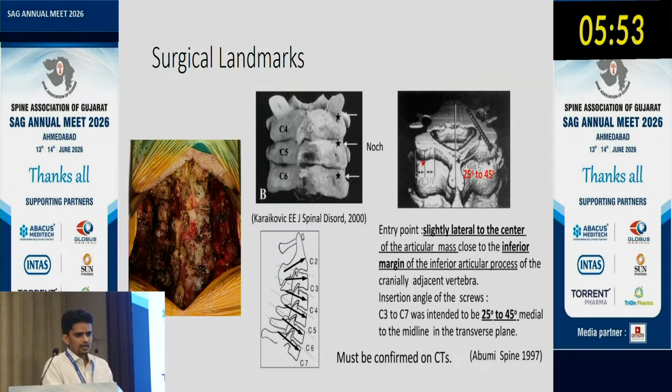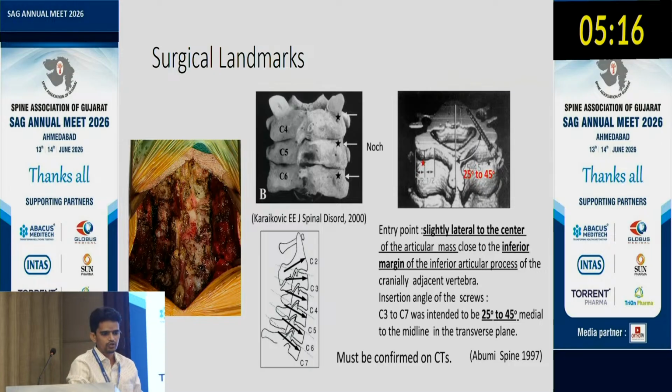Now surgical landmarks. Professor Abumi first developed this technique, and he gave clear identification of the entry point: it should be slightly lateral to the center of the articular mass and close to the inferior margin of the inferior articular process of the cranially adjacent vertebra. If we divide the lateral mass into 4 quadrants, as we do in lateral mass screw insertion, then at the upper and outer part, at that point, the entry of the pedicle screw should be made. You should also identify the cervical notch, because the entry point is just above the notch.